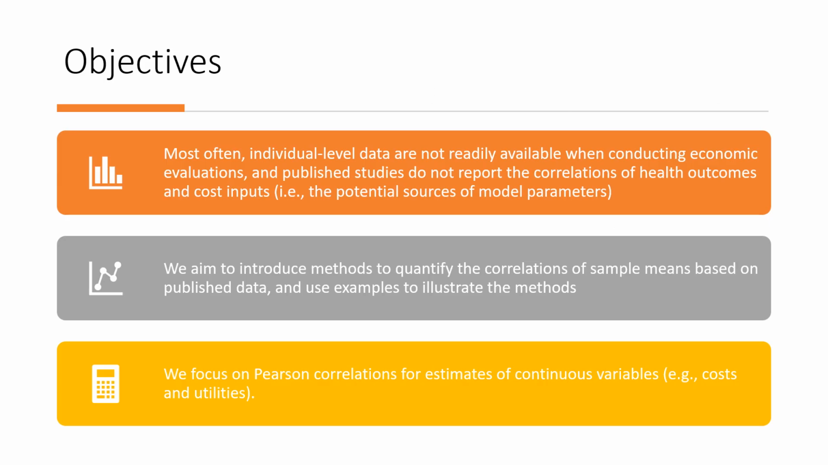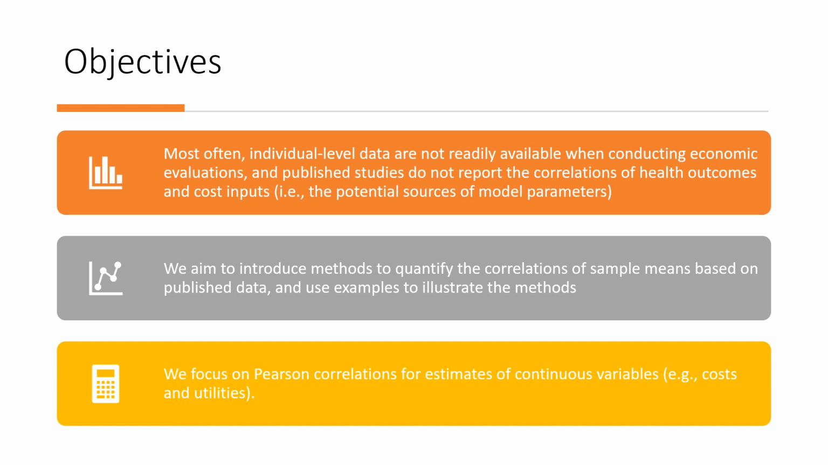When individual level data are available, we can easily apply statistical methods that evaluate the correlations between variables. Most often, individual level data are not readily available when conducting economic evaluations, and published studies do not report the correlations of health outcomes and cost inputs, the potential sources of model parameters. We aim to introduce methods to quantify the correlations of sample means based on published data and use examples to illustrate the methods.